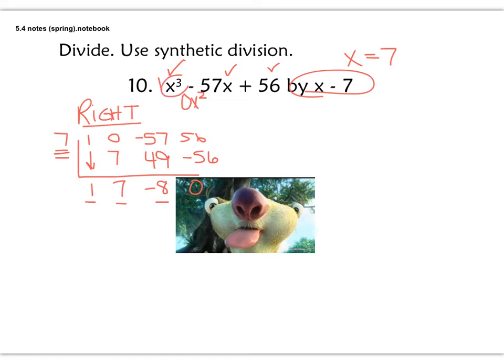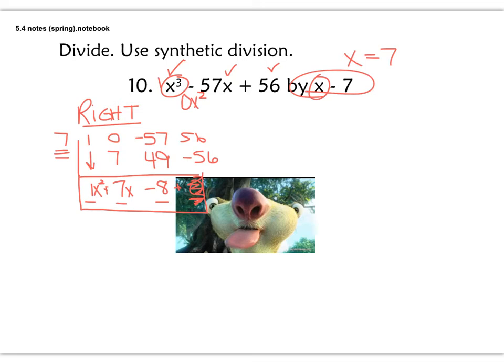Okay, putting back in, this started as x cubed, and we divided out 1x. So we're down to an x squared plus 7x minus 8 plus the remainder. If there's a 0 for a remainder, it means I don't have a remainder. So x squared plus 7x minus 8 is the final answer. That's what you get when you divide. So is x minus 7 a factor? The answer is yes. Since I got 0 for remainder, it is a factor.